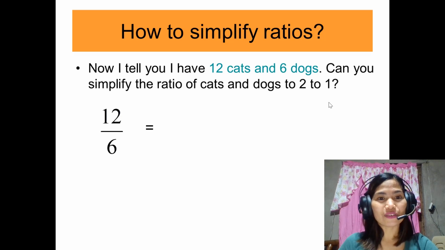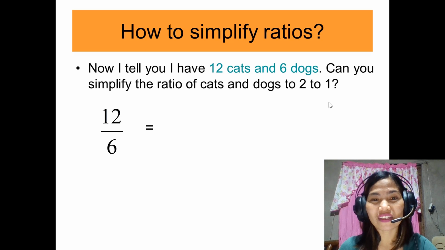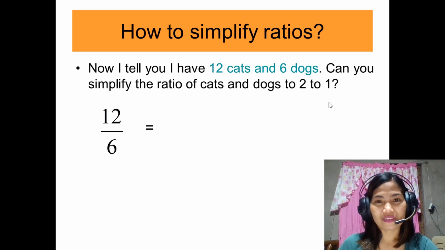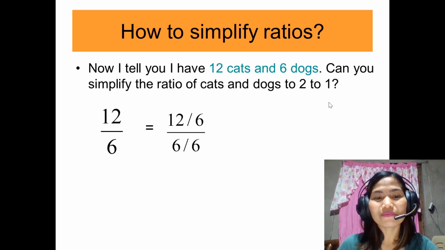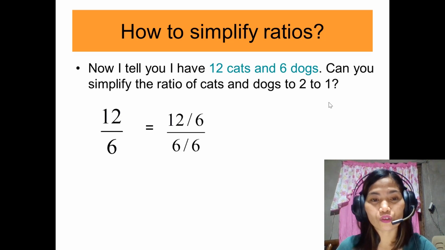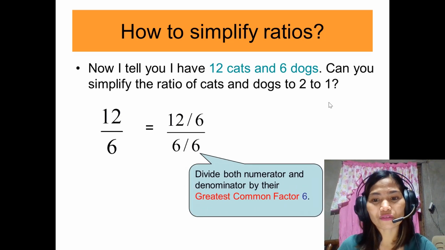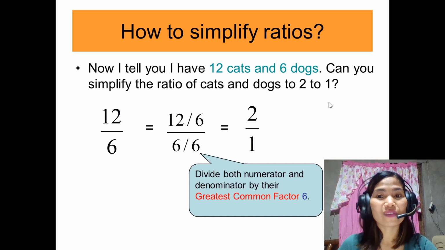Now, I tell you, I have 12 cats and 6 dogs. Can you simplify the ratio of cats and dogs to 2 to 1? What are we going to use? We are going to use the greatest common factor of 12 and 6. The greatest common factor of the two is 6. So 12 divided by 6 is 2 and 6 divided by 6 is 1. So we have the ratio of 2 to 1.